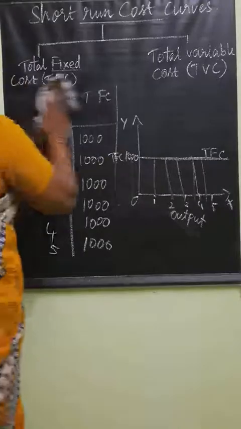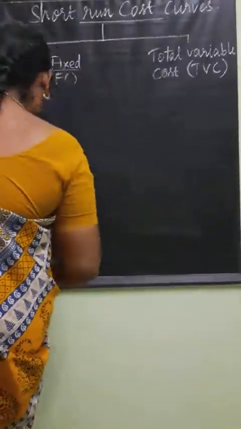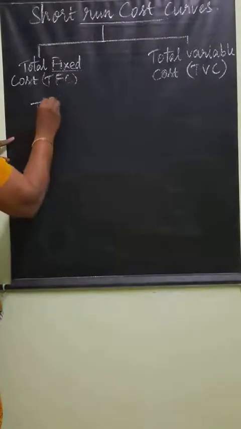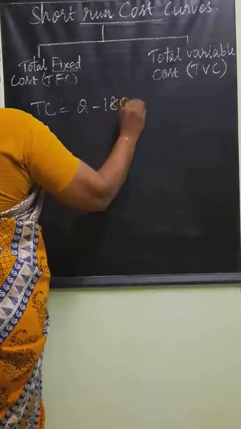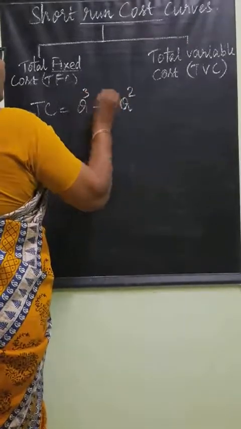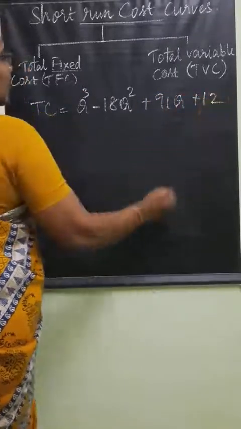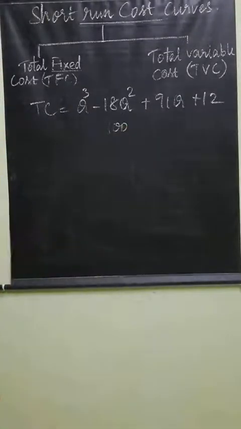So, they have given an example that if total cost is q cubed minus 18q square plus 91q plus 12. That means if you add this, you will get 100.